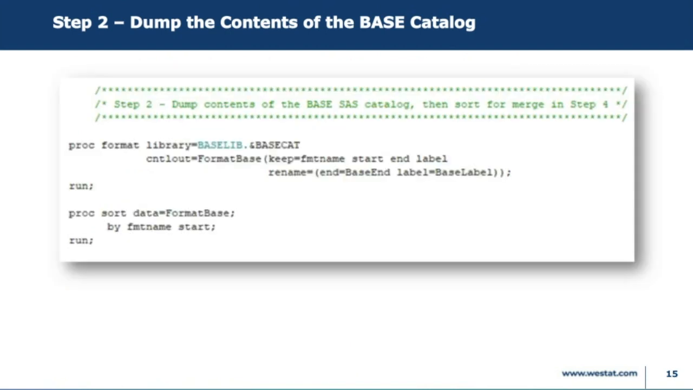This is what the code looks like, very, very straightforward. Again, we have our proc format, library equals baselive dot ampersand basecat, and that's going to resolve to the name of the base catalog. And we're using CNTLOUT. We're going to create a SAS data set called format base, and we're only keeping 4 variables: format name, start, end, and label. And we're renaming end to base end and label to base label. After we do that, a very straightforward proc sort to sort it into merging order.